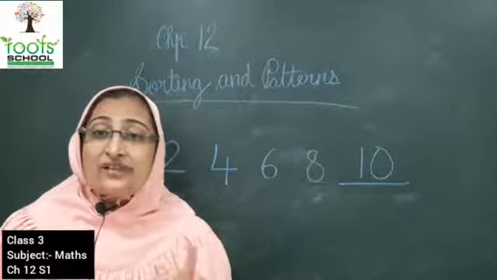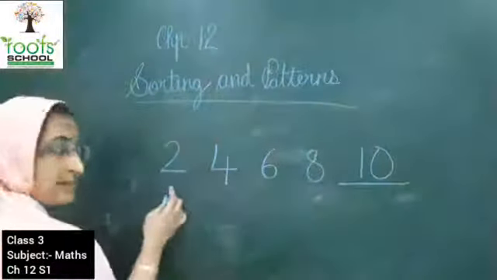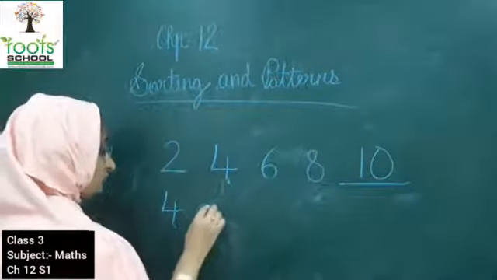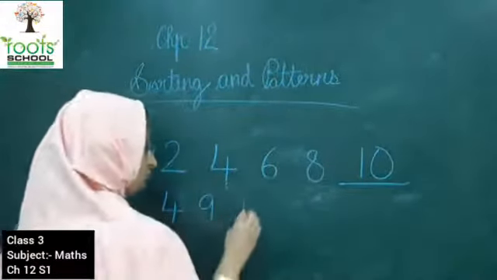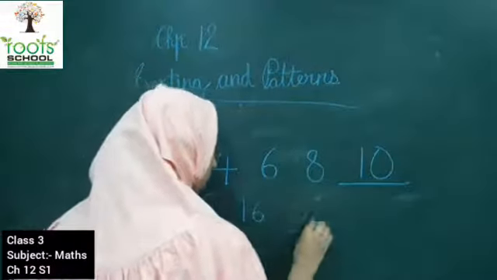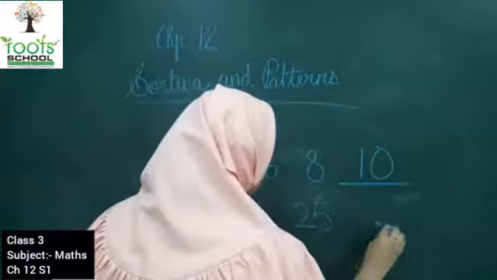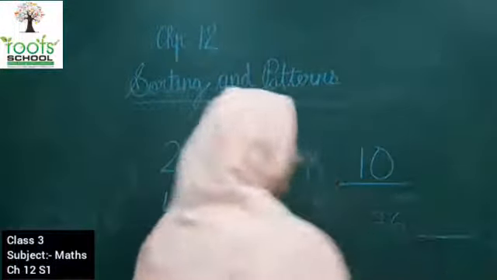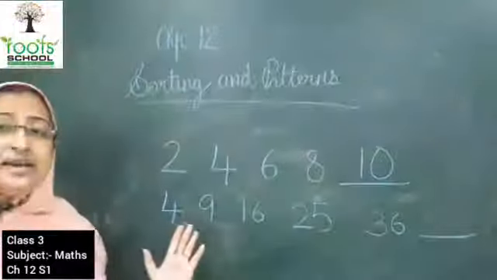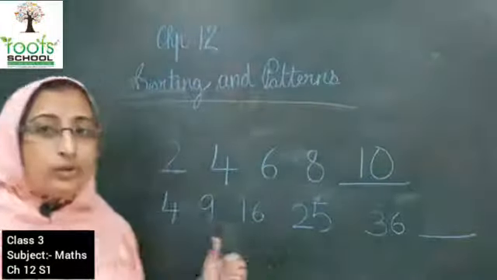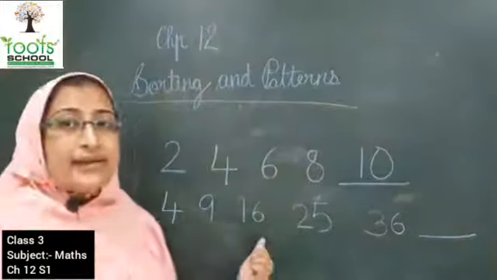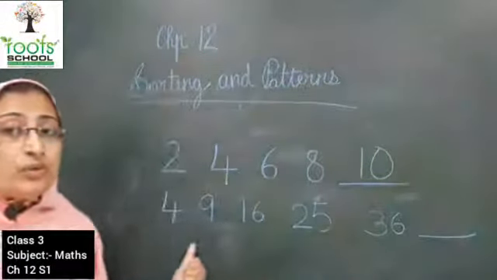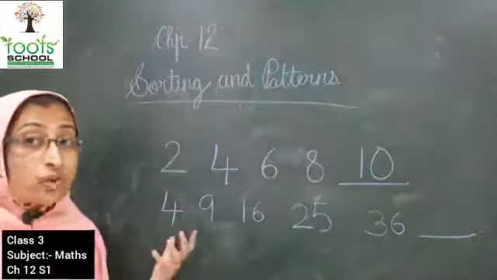Okay. Now I will show you one more pattern with numbers. Now kids, you can see ma'am has written a few numbers on the board: 4, 9, 16, 25 and 36. Now you have to find out what this pattern is.